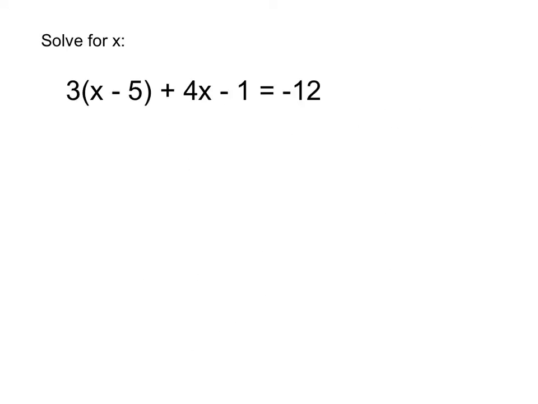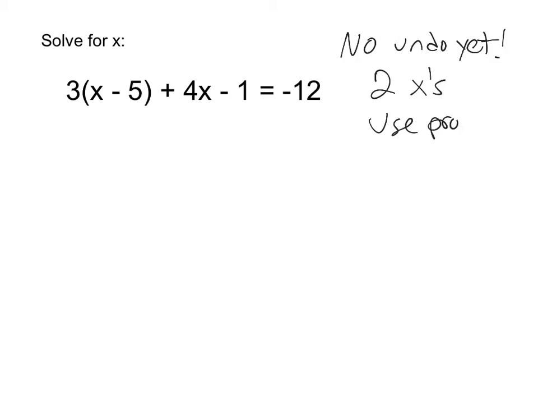Now, we can't undo this one right away because there are 2 x's on the same side. So what we have to do instead is use some of our properties. Let's think about some of the properties that we know. We know our distributive property, so if we distribute that through, we're going to get 3x minus 15. We'll bring down the other stuff.